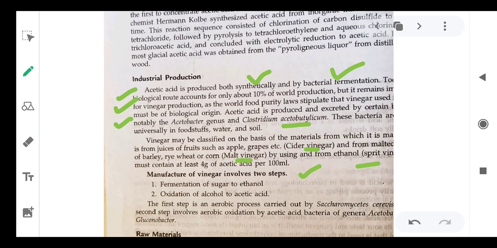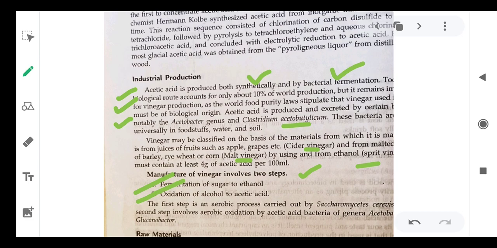Now, the manufacture of vinegar involves two steps. Fermentation of sugar to ethanol: first you start with carbohydrate, which is converted to ethanol, and then oxidation of ethanol to acetic acid. So that is very important.